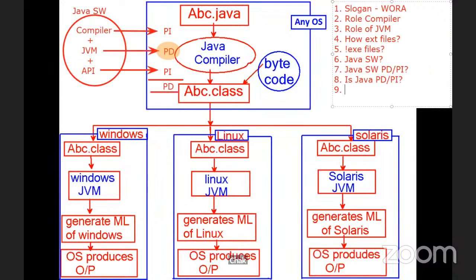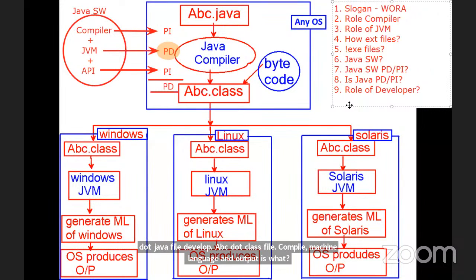Now I'm going to ask you the next question. Tell me, what is the role of a developer? Come on, think. The developer's role is to develop. Only develop, not compile? Should compile. Only develop and compile, should not execute? Also should execute. abc.java file, develop. abc.class file, compile. Machine language and output, execute. A developer is responsible for performing 3 operations: number 1, develop, compile, execute, and test whether the expected output is coming or not.